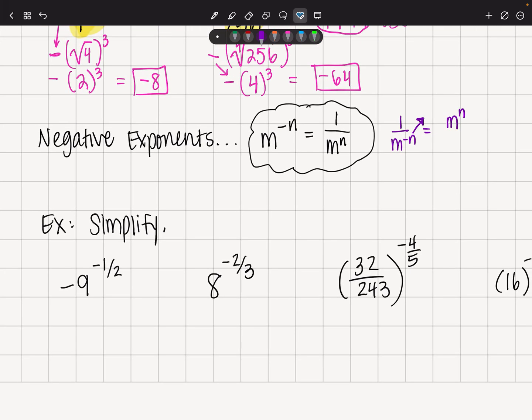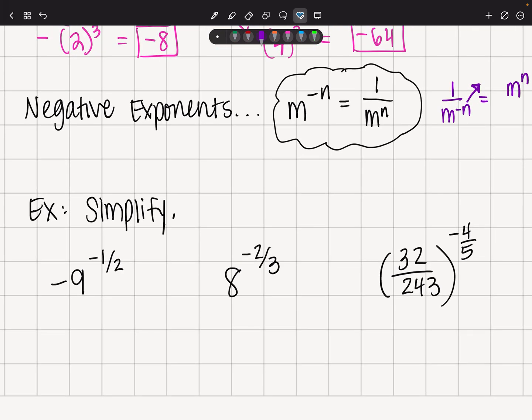We've got negative 9 raised to the negative 1/2 power. Remember that this negative on the outside is not attached. So I'm going to be working just with this highlighted part first. That negative is just going to linger there. And then 9 to the negative 1/2 power is the same thing as 1 over 9 to the positive 1/2 power. And 9 to the 1/2 power is the square root of 9. So I've got that opposite, and the square root of 9 is a 3. So that reduces to be negative 1/3.